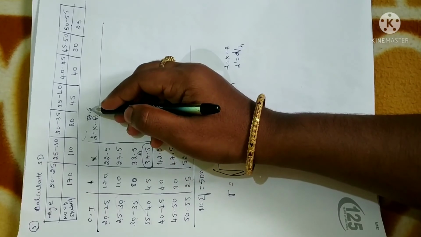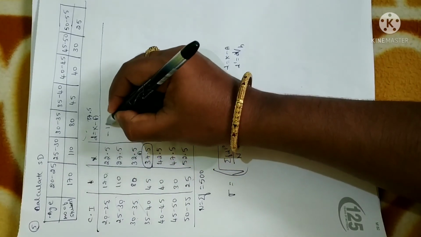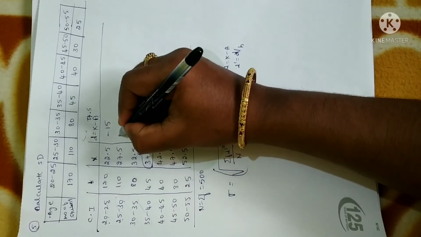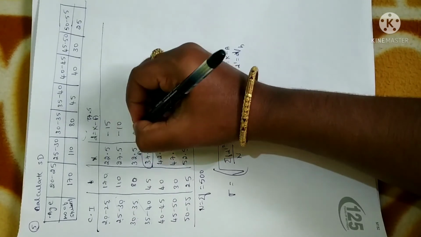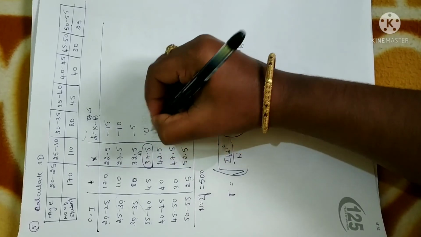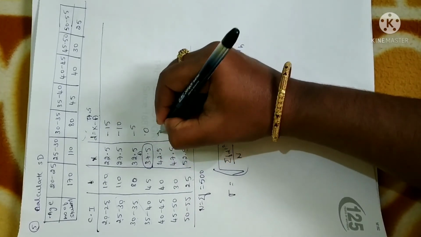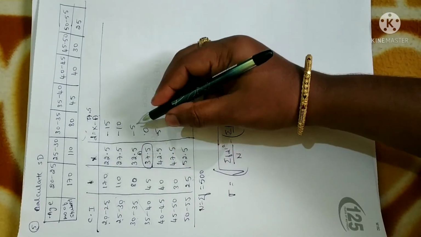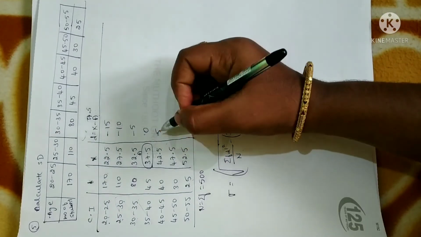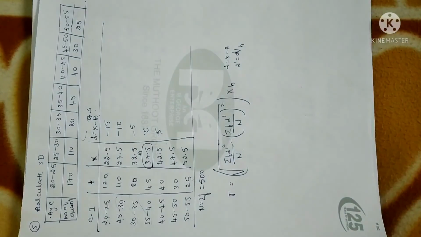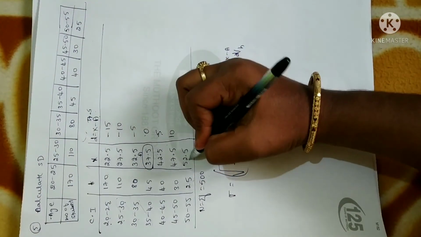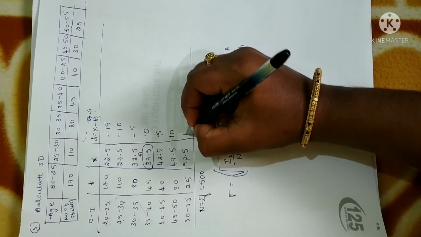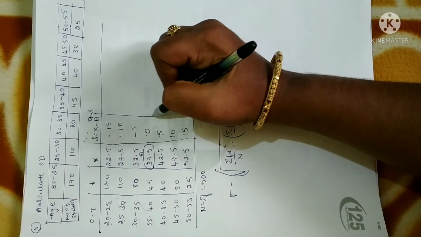Now let me subtract. 22.5 minus 37.5 is minus 15. Similarly, you will get minus 10. I'm just writing it directly. 32.5 minus 37.5 is minus 5. Then 0. Again you will get plus 5. 42.5 minus 37.5 is plus 5. Right? Similarly you will get 10. Similarly, 52.5 minus 37.5 is 15. So d value I have obtained.